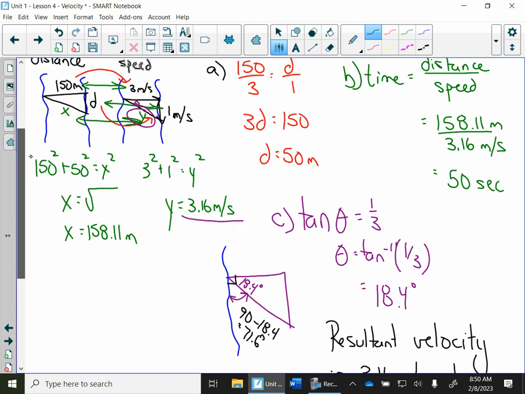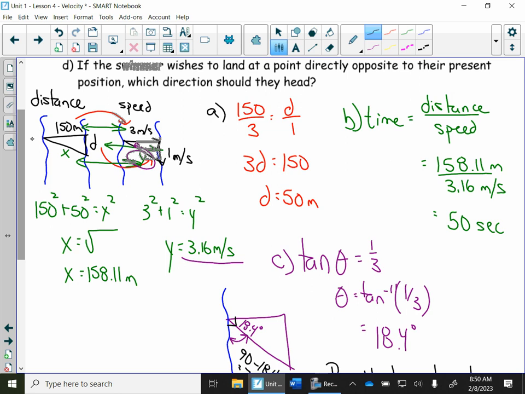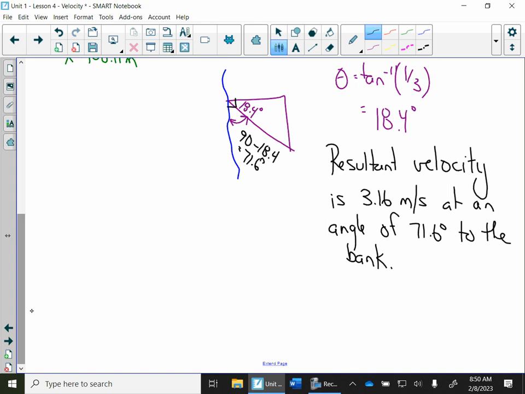Last part, part D. If the swimmer wishes to land at a point directly opposite to the present position, what direction should they head? So for D, thinking about a river, we want to end up straight across, so we should aim upstream, so the current pushes us back downstream. Where should we aim? Well, that's not hard to figure out. If this angle is 71.6 going down the stream, shouldn't we make it 71.6 headed up the stream? That way it pushes us back to where we want to be.